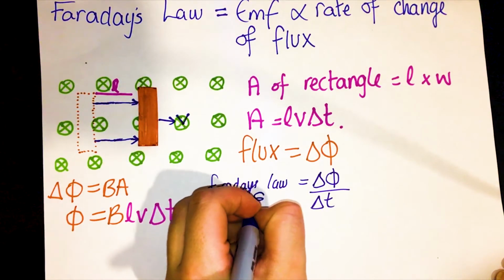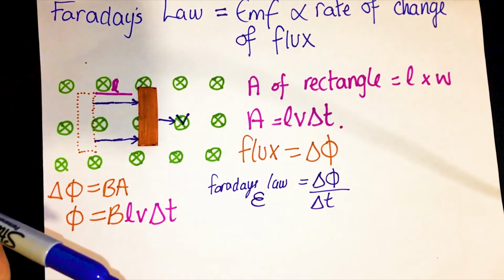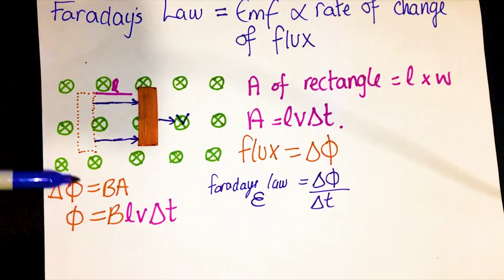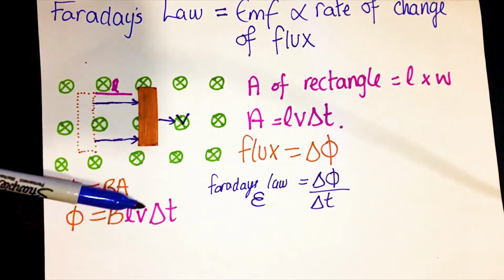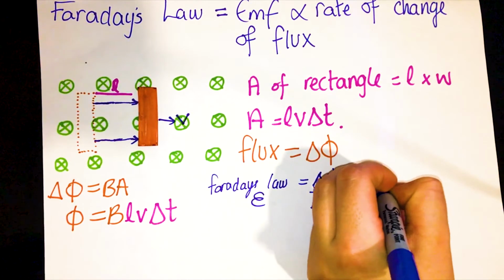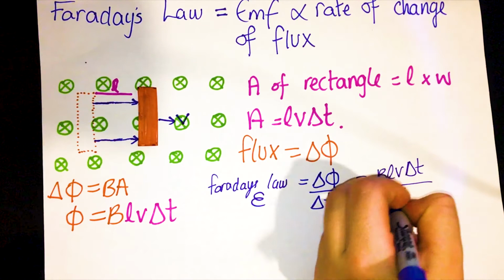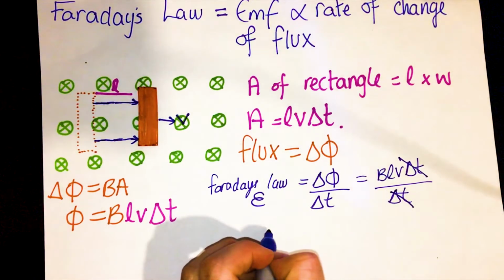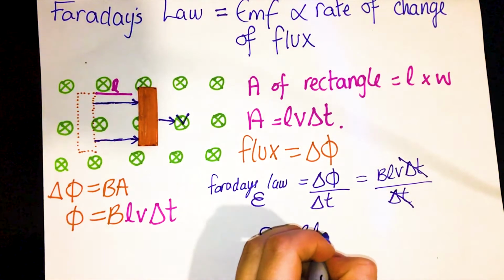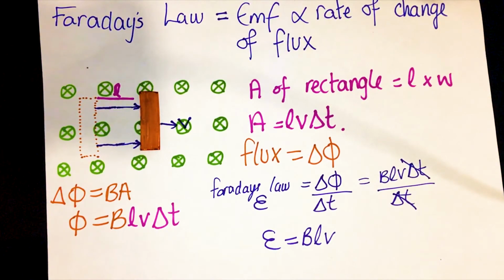and now Faraday's law has a symbol of the EMF because it is talking about the EMF being proportional to the rate of change of flux. Now, we've just said here that this is our symbol, and then we've also said here that this is our symbol. So we can substitute that in for this, which gives us this. As you can see, we've got two like terms on the top and bottom, so we can get rid of these. That gives us this.